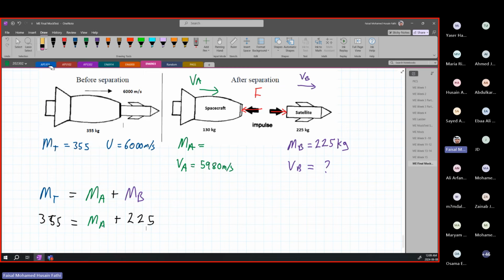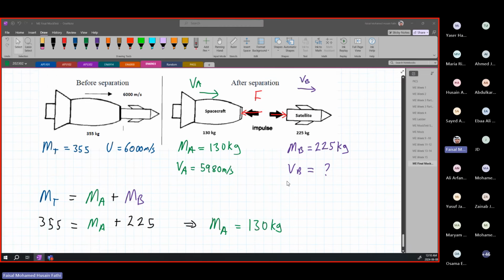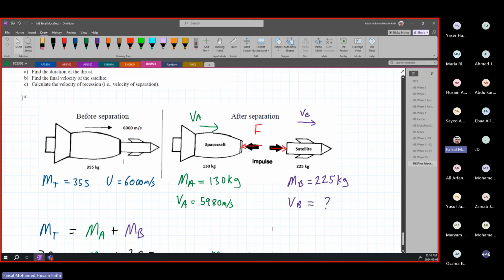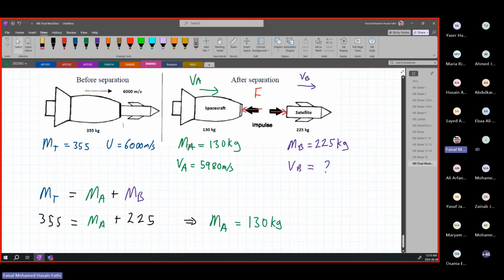The reason I'm doing this is that not all the time will they give you both masses. You need to make sure you know how to get your final masses. So if you do this calculation, you will find out that MA is equal to 355 minus 225, which is 130 kilograms. All right. So here we have somewhat of a similar case to what we usually see before, where usually they would be separated and they will combine, but in this case they start combined and then they are separating. So now the initial mass is the total mass of both of these two together. That's why we can find MA.